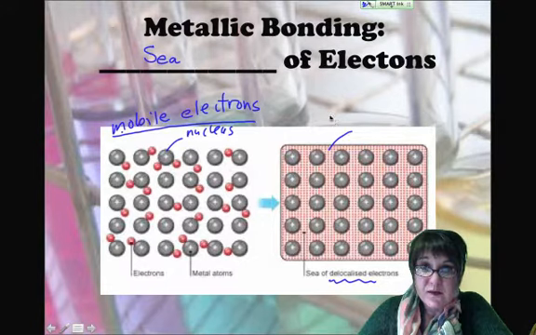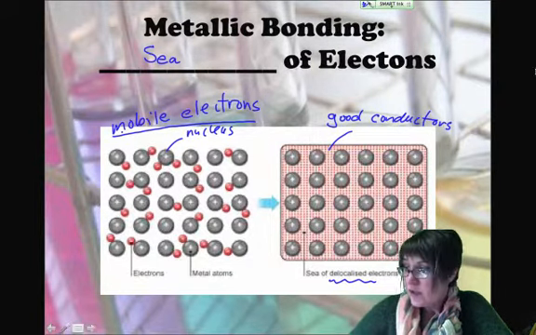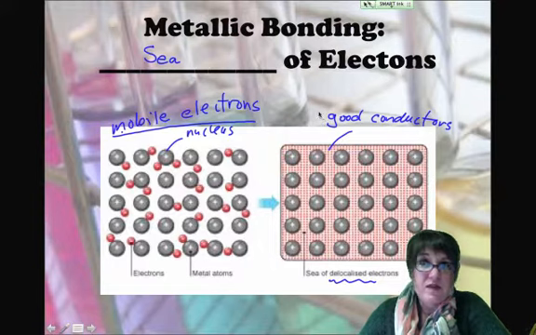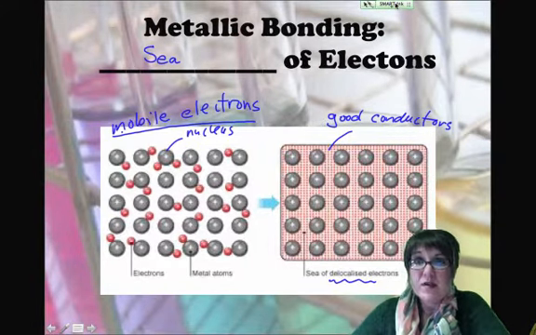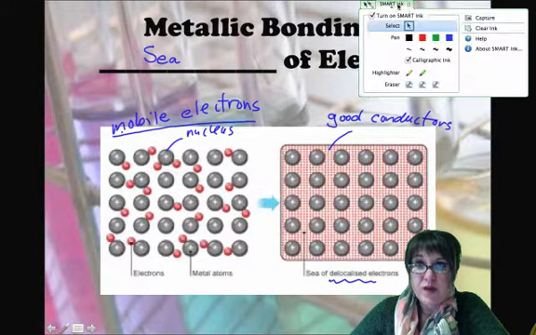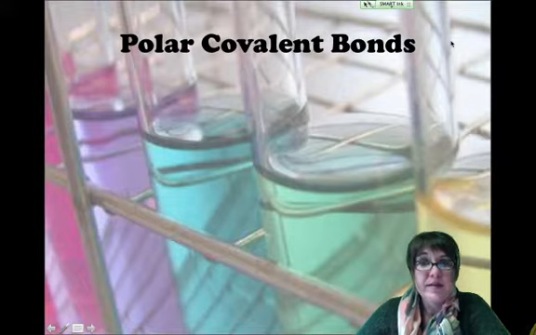This is what makes metals good conductors of electricity and of heat. It also makes them very malleable and ductile. That means we can bend them around into shapes without the charges repelling one another so much that they just break apart entirely. So the sea of electrons is our model for metallic bonding.